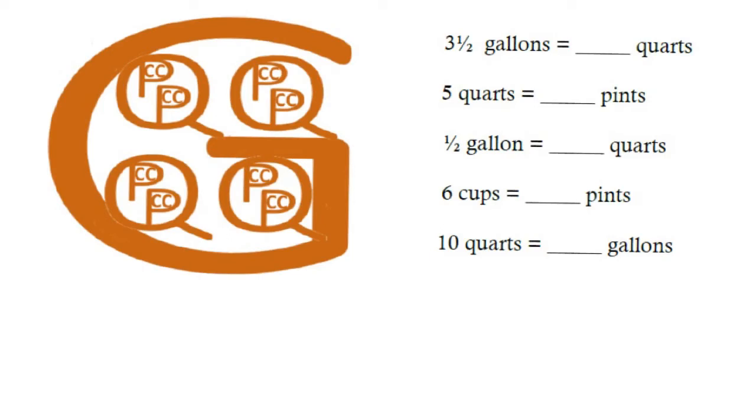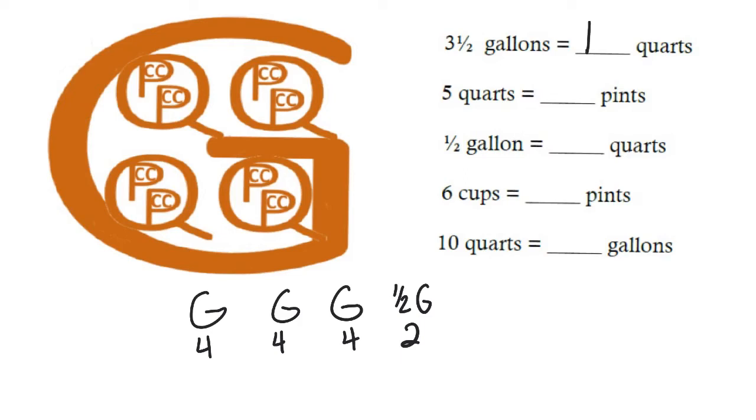Okay, so the first question wants you to convert 3.5 gallons into quarts. So we see that there are 4 quarts, and if I have 3.5 of them, the way I like to look at this is, okay, I have 3 of the G's. And if you think ratios, this is really easy. Each G has 4 Q's. So this has 4 Q's, this has 4 Q's, and this has 4 Q's. Well, if I only had half of a gallon, that would have to be 2. So 4 plus 4 is 8, plus another 4 is 12, plus the other 2 would be 14.